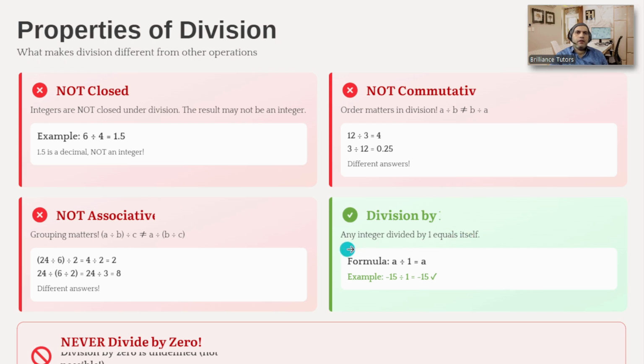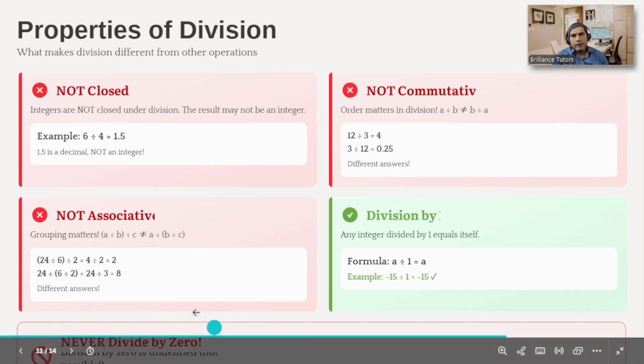Divide by 1: any integer divided by 1 is a itself. So any integer divided by 1 equals itself. And never divide by 0. When you divide by 0, it gives infinity. Okay.